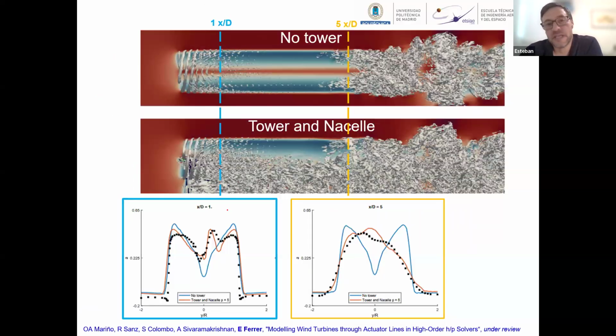Now, if we include the tower and the nacelle, and we compare that to the experiments, we see that we get quite good agreement with the experiments at different diameters downstream of the turbines. You can see here. Of course, if we don't include the nacelle and the tower, that's the blue line, we don't get good agreement. But once we include them, everything is fine.